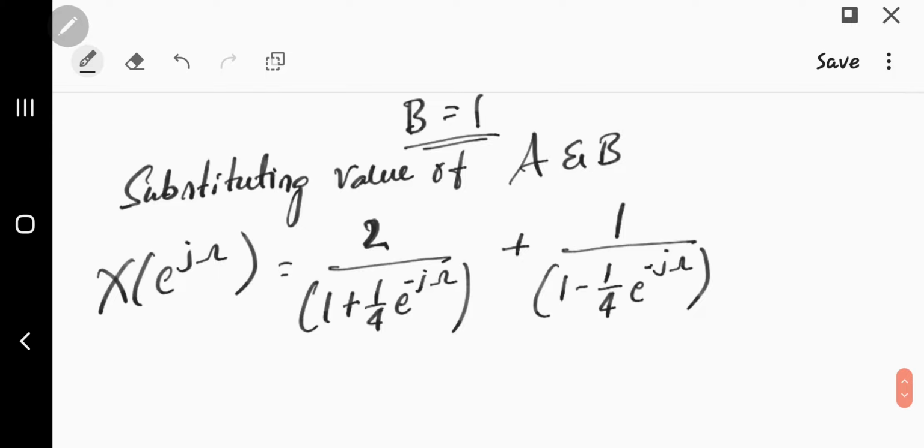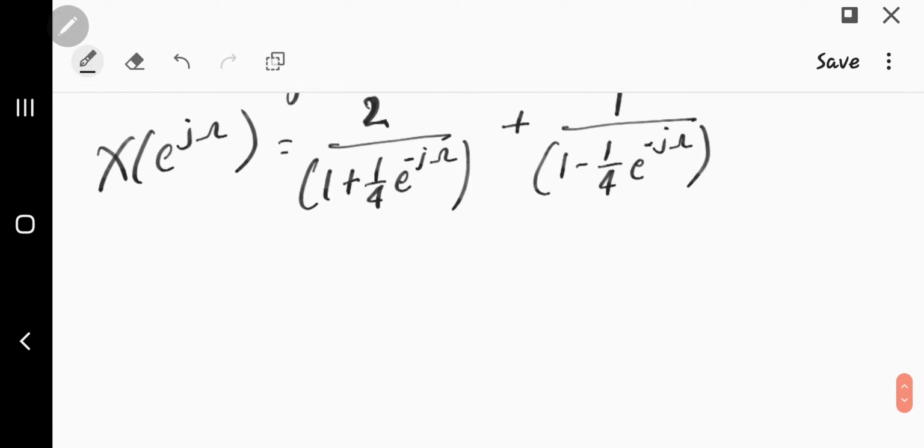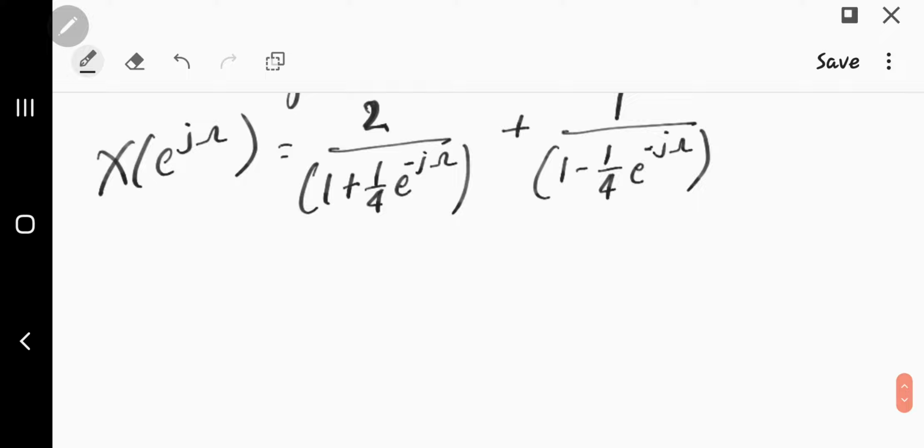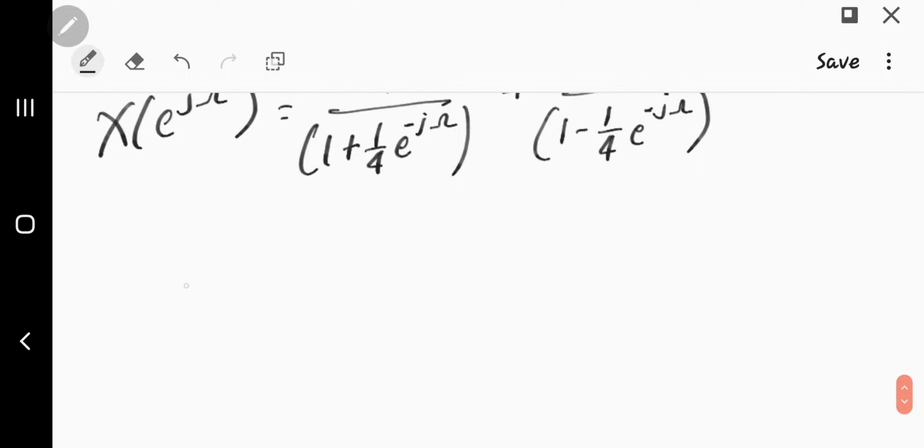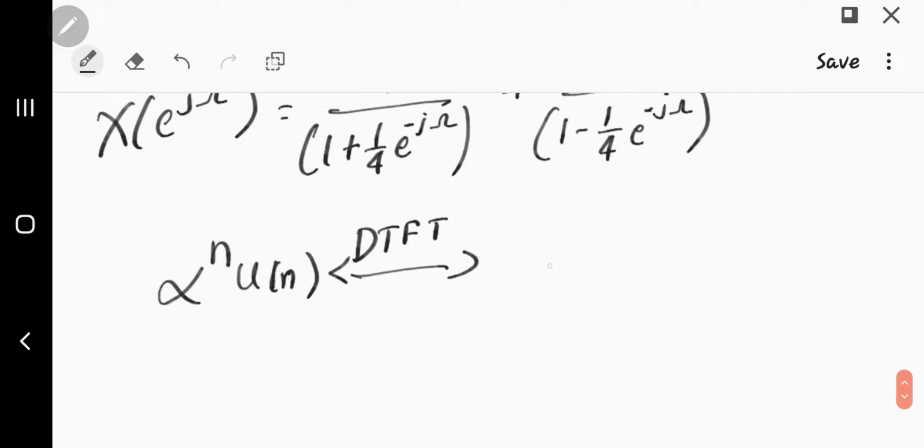So if you go to the next part, I just want to remember some of the basics here. If you perform DTFT for alpha^n u[n], you will get X(e^{jω}) = 1/(1 - α e^{-jω}). So this one we solved in the very beginning.